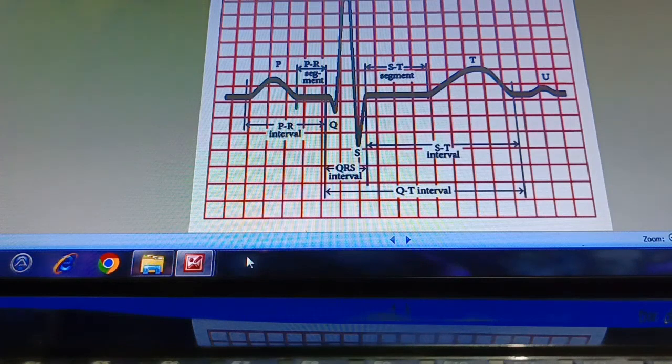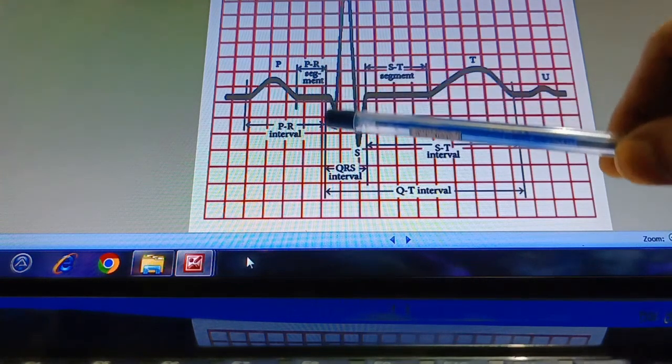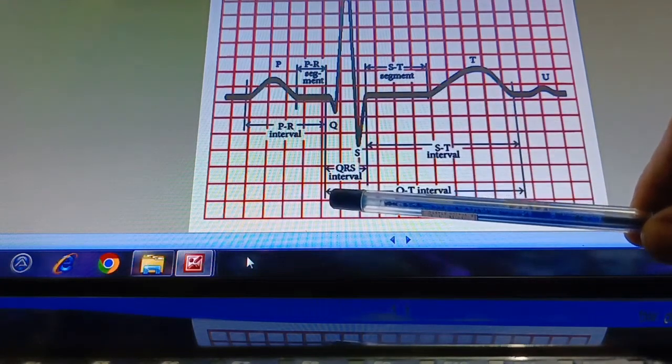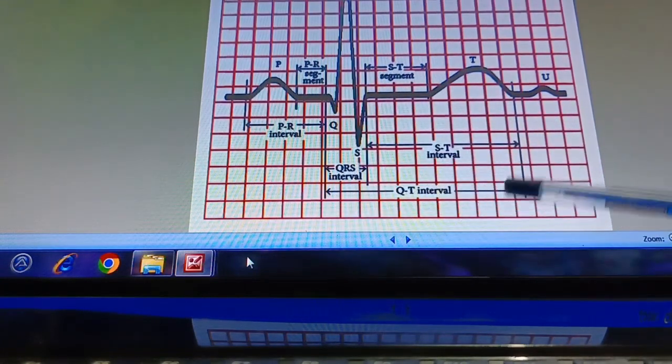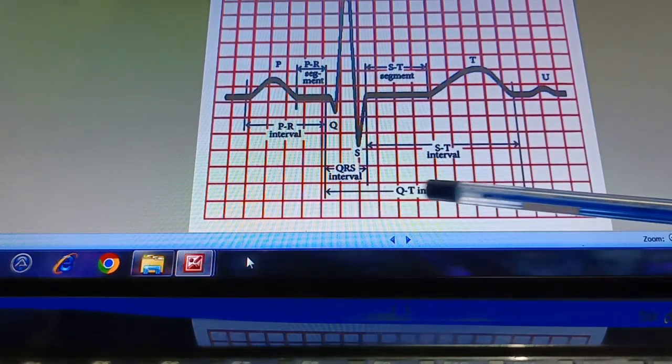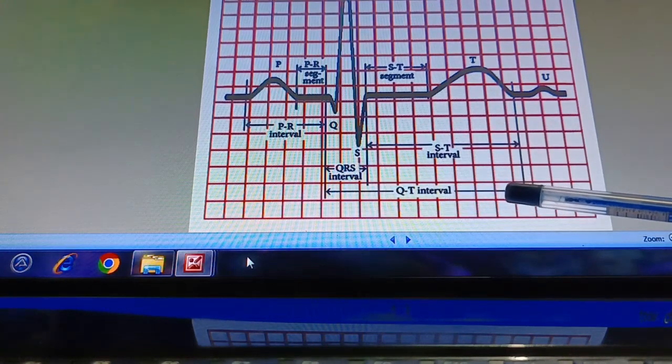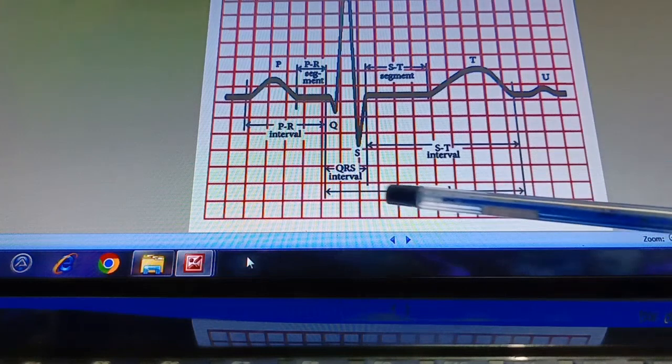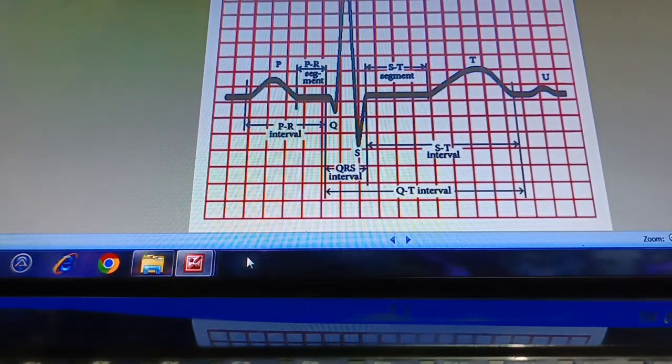Here you can confirm the extension of QT interval right from the origin of the Q wave up to the summit of this T wave. This much extension represents the QT interval, which we have already discussed, that it measures 350 to 450 milliseconds. Now, the next observation which has been given in the result is the right axis deviation.